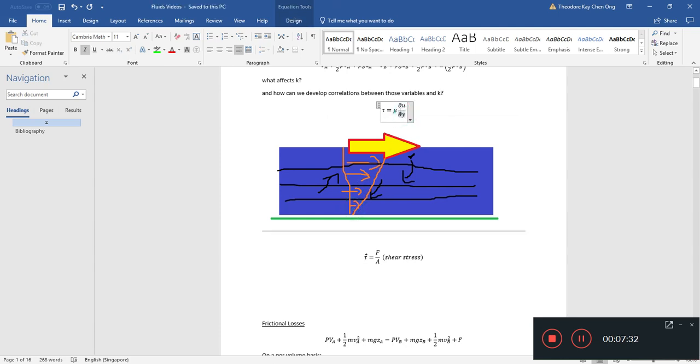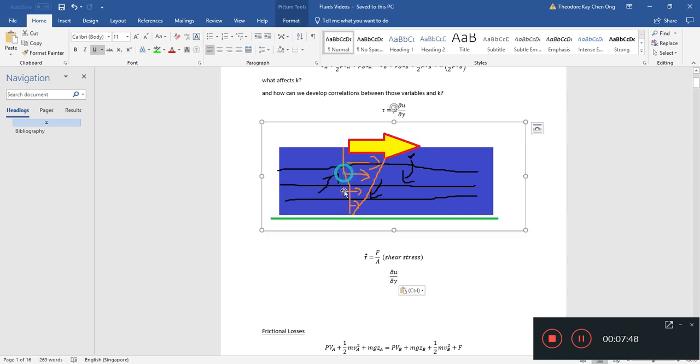So that's why we have this du dy, or partial u, partial y, where we get this velocity gradient of how fast the fluid is moving as we travel up and down from here to here. So this is the y-axis, and this is where u is going. Alright, so if the fluid is thicker, then you expect the gradient to be very steep.